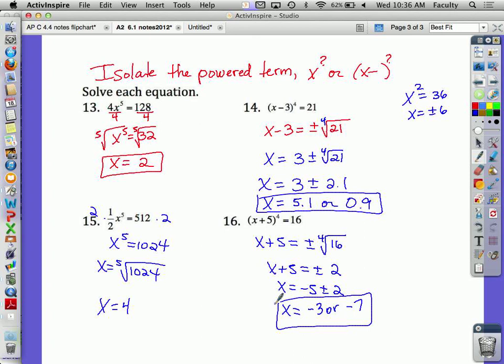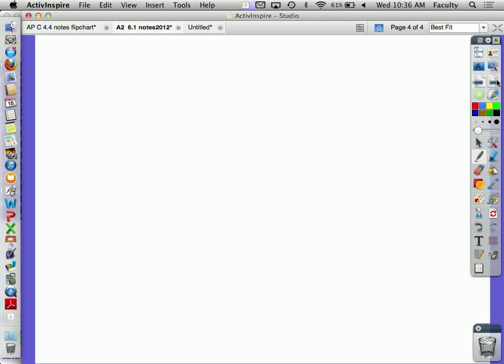Okay? So the only time that you would have the plus or minus is if the exponent is an even number and you're solving an equation. Okay, so now look at the worksheet I gave you. Let me stop the recording now.